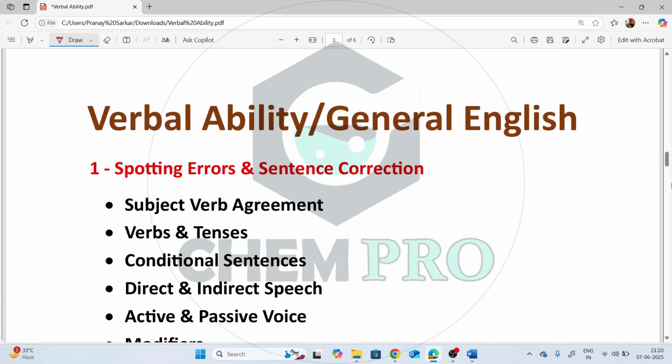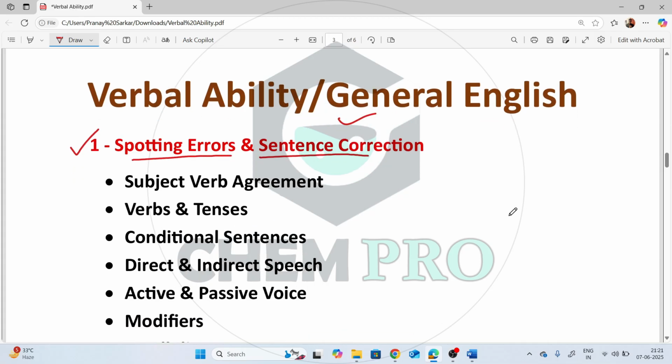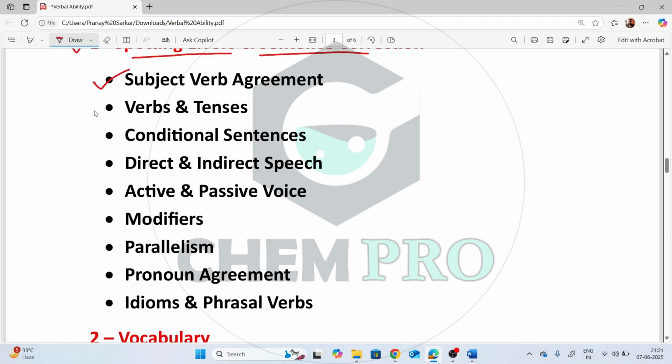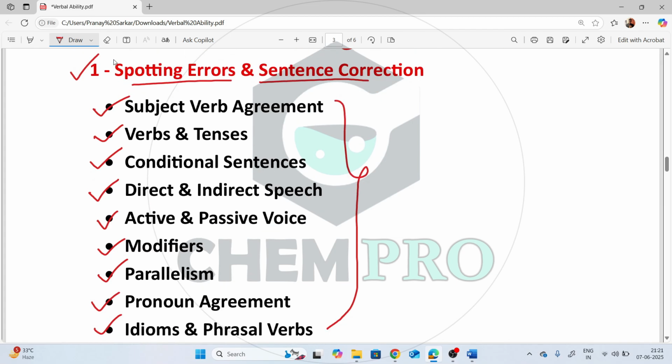First of all, let's start with verbal ability, also called general English. This section tests your grammar, vocabulary, and sentence skills. The key areas include spotting errors and sentence corrections. For this, you have to know subject-verb agreement, verbs and tenses, conditional sentences, direct and indirect speech, active and passive voice, modifiers, parallelism, pronoun agreement, idioms, and phrasal verbs. These will be asked in the spotting errors or sentence correction part. From here, you can expect many questions.